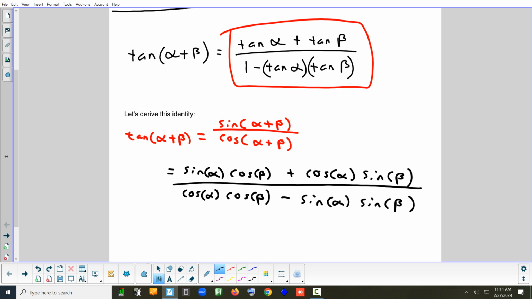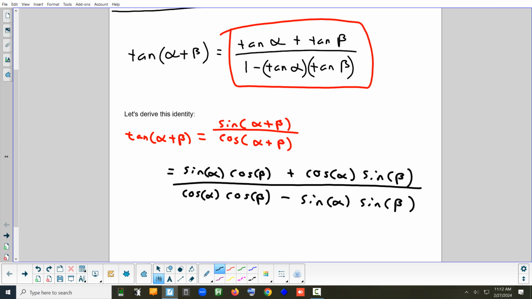4. Remember, terms are separated by plus signs and minus signs. Oh, 2. There's only 2. How many terms in the red box in the bottom? 2. How many terms in the bottom of what's written in black? 2. So there's 4 terms altogether: 2 in the top, 2 in the bottom.